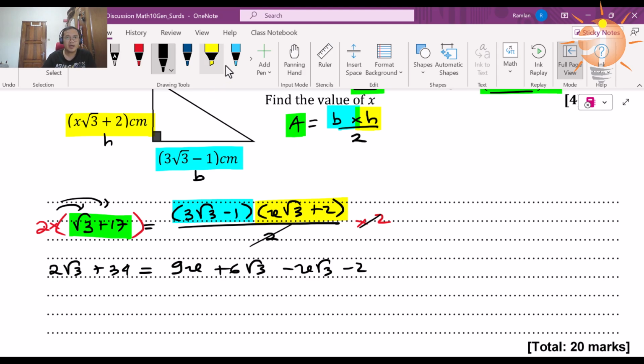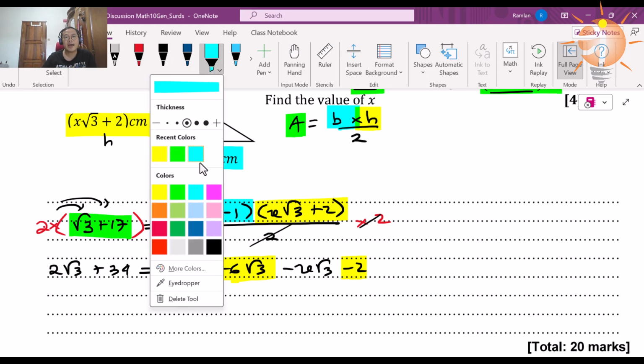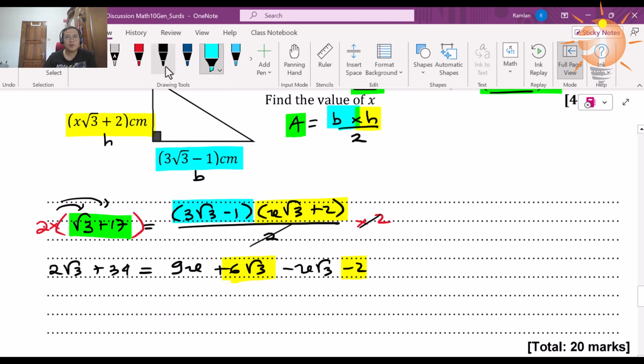For example, I'm going to move this 6 square root of 3 and this 2 to the left side because it does not consist of x, yeah? Because again, we need to isolate so that the x is alone on one side. So if we move that, you will get 2 square root of 3 plus 34. This guy becomes minus 6 square root of 3, yeah? And then this guy here will become plus 2 equals to 9x minus x square root of 3.